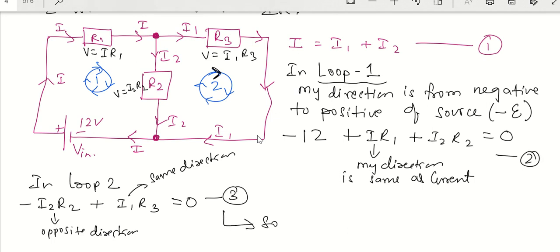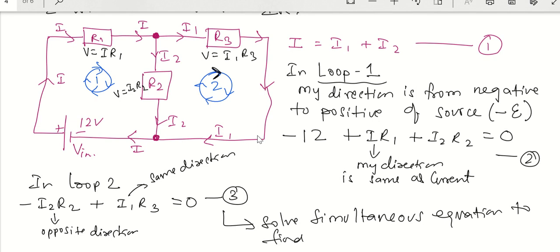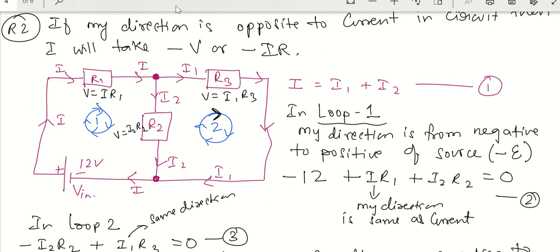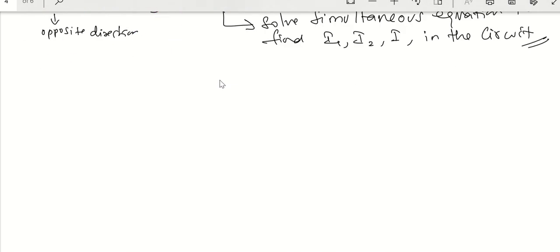All I have to do is now solve simultaneous equation. So I have to just do simultaneous equation to find I1, I2, I in the circuit. So this is how we apply the Kirchhoff rule here. Okay, and I think now this should be very helpful for you. So maybe you can try some of the textbook questions also, and then maybe you will understand better how to solve this.